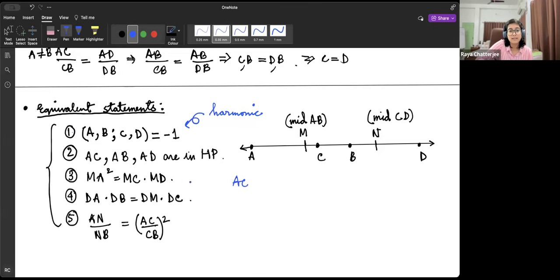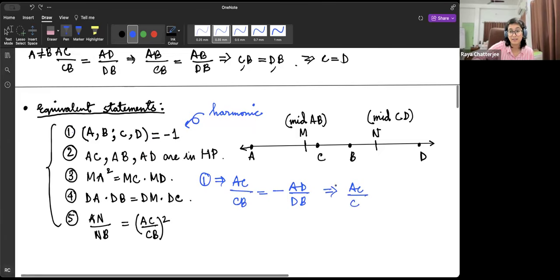So since AB and CD are harmonic, we can say that AC by CB is equal to minus AD by DB. So you can just take this to the other side and you'll get that AC by CB plus AD by DB is equal to 0. I'm sorry for my handwriting, it's pretty bad. So can anyone tell me how I can get from here to here?